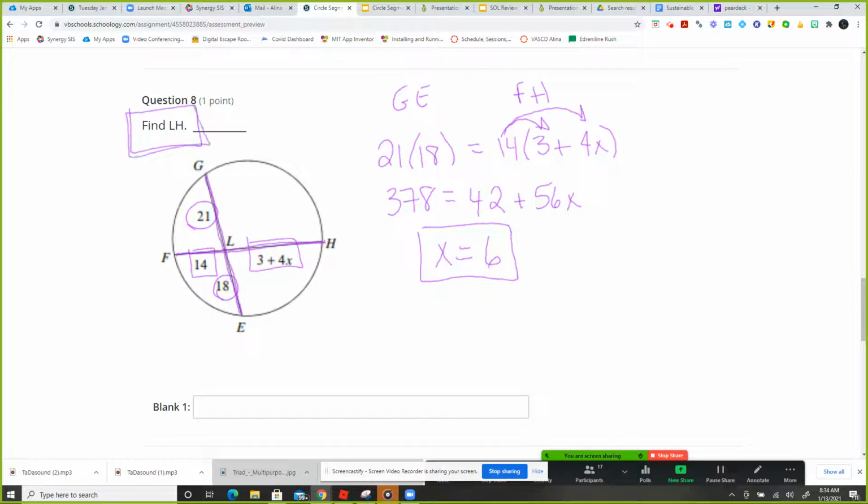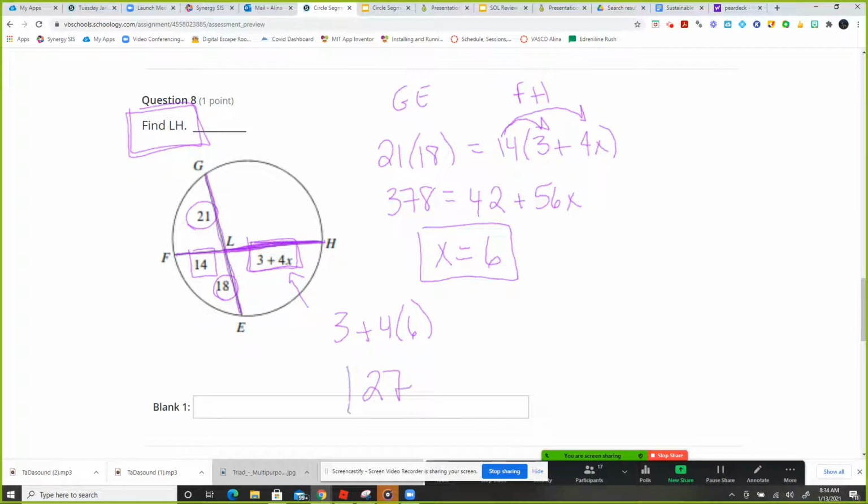Absolutely. So LH is this piece right here. So I need to plug that 6 in right there. 3 plus 4 times 6. And what is 3 plus 4 times 6? It's 27. It is 100% 27.